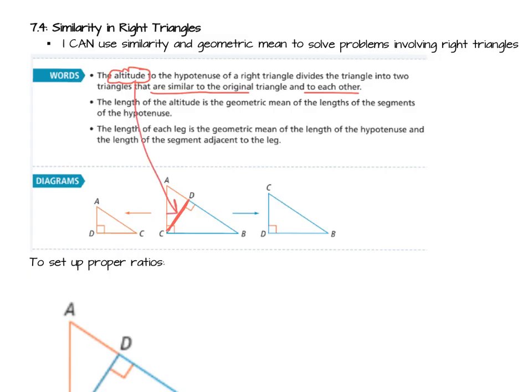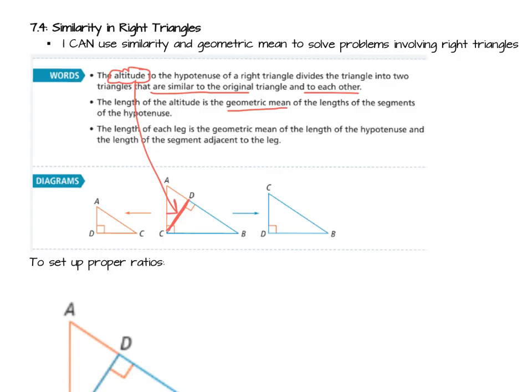It says the length of the altitude is called the geometric mean of the lengths of the segments of the hypotenuse, so the segments from A to D and from B to D. The length of each leg, that would be AC and BC, is the geometric mean of the length of the hypotenuse and the length of the segment adjacent to the leg. So that's a lot to remember for each of these shapes.